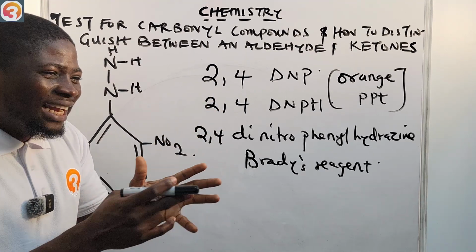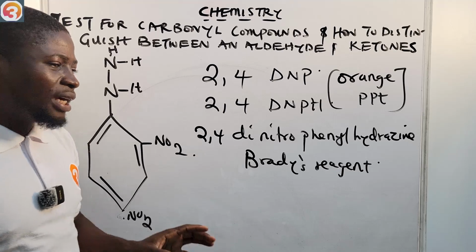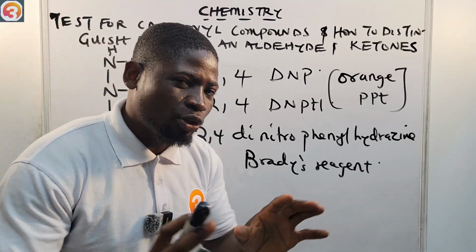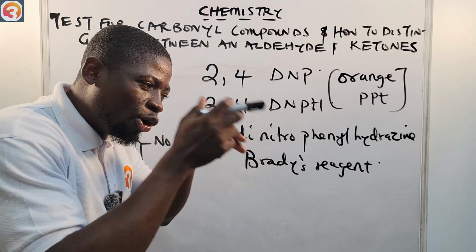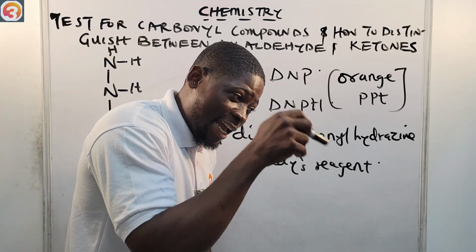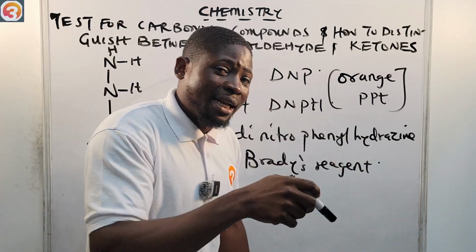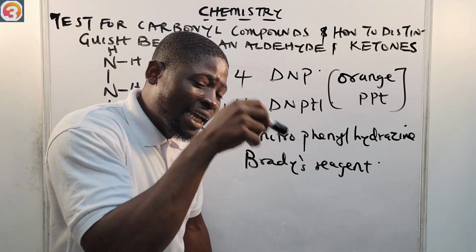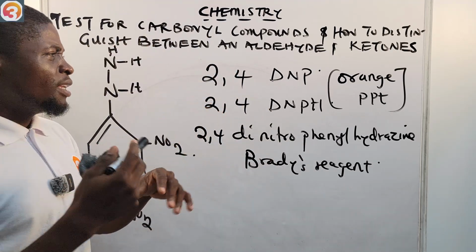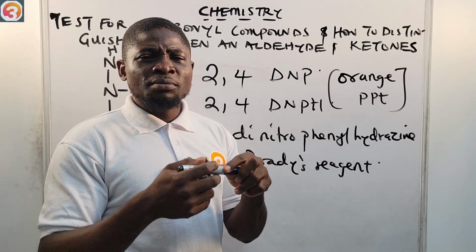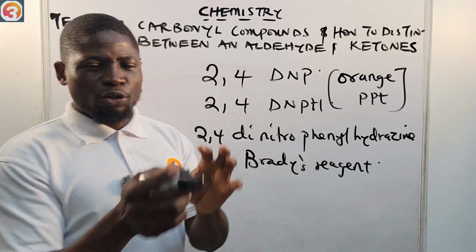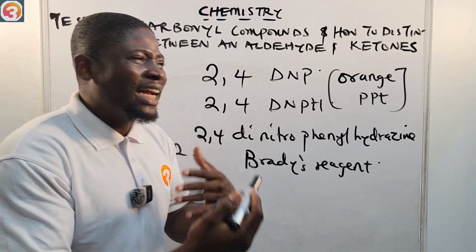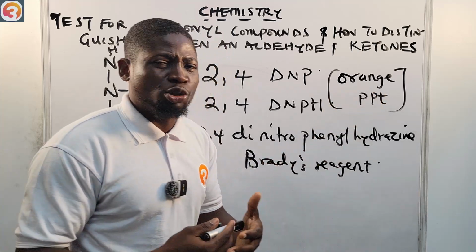It does not distinguish that it is actually an aldehyde. You cannot beat your chest and say it's actually a ketone. It's just to tell you that it is either an aldehyde or a ketone, but it does not tell you which. But if you want to use this test to further distinguish whether it's actually an aldehyde or a ketone, you carry out further tests from this orange precipitate that you have seen.